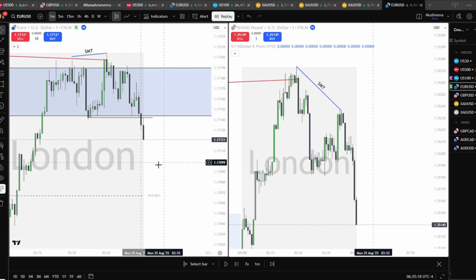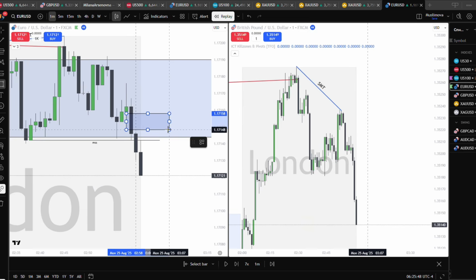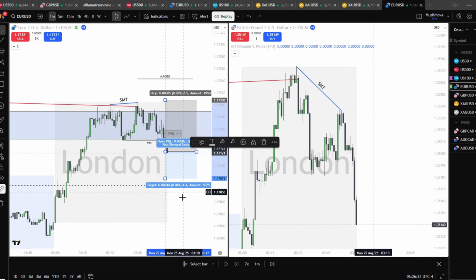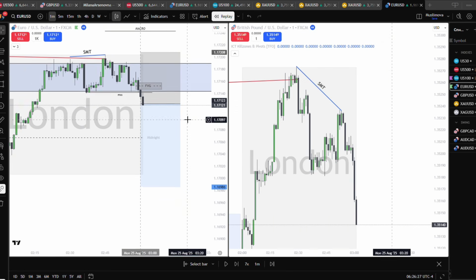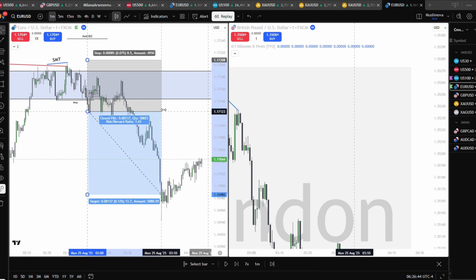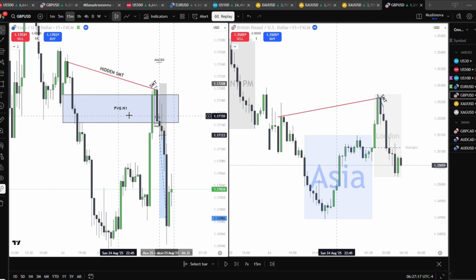There is an imbalance above us. In principle, you can place a limit order from the imbalance level or enter with a market order. I will open a market order, the stop loss will be placed above the recent swing high, and the take profit will target the nearest liquidity pool. Okay, the price has successfully reached our target zone. Let's review this trade step by step.